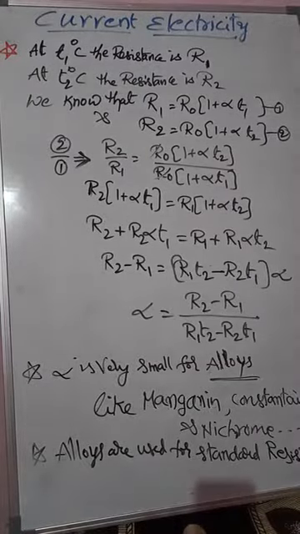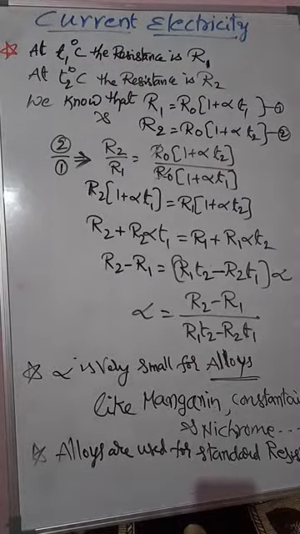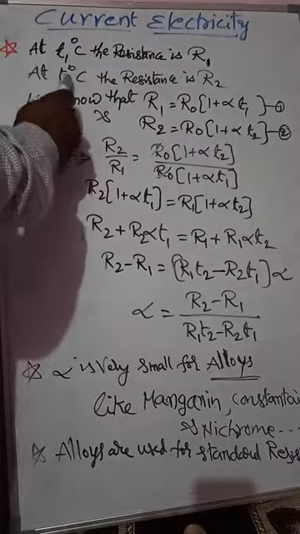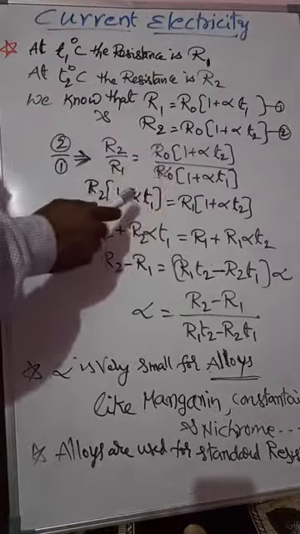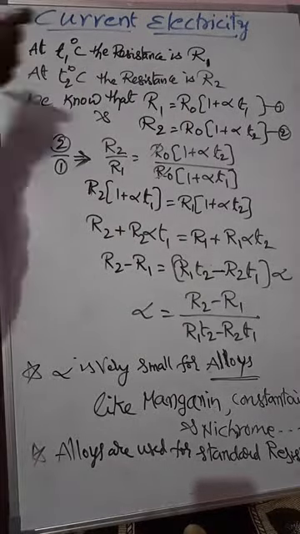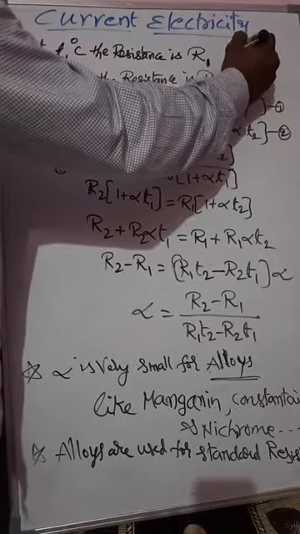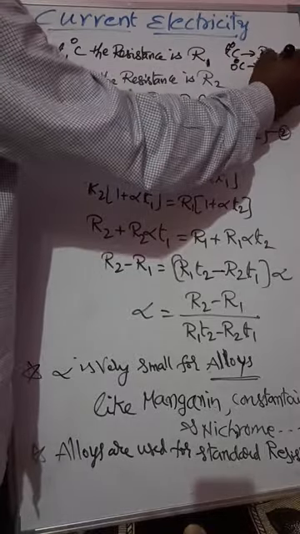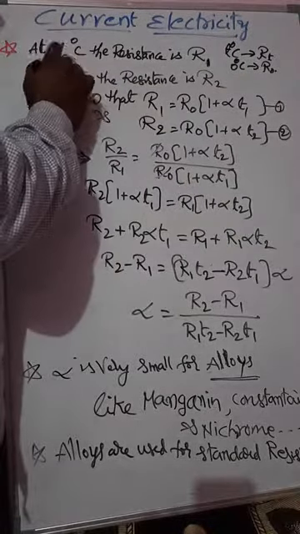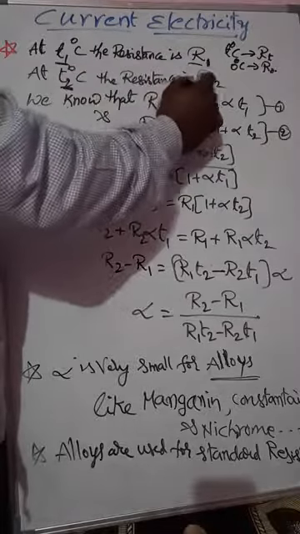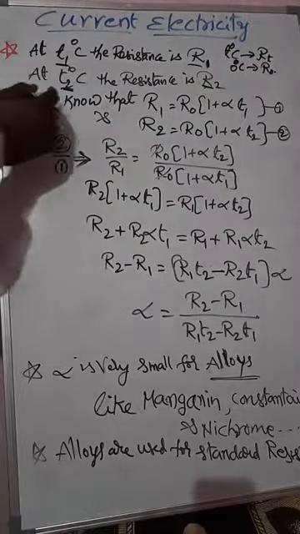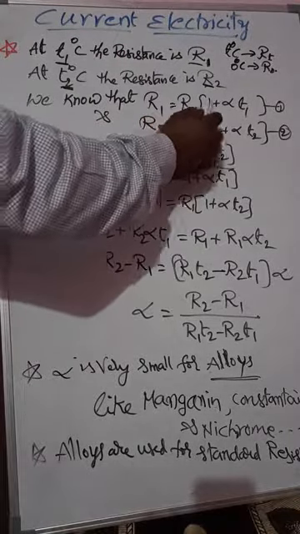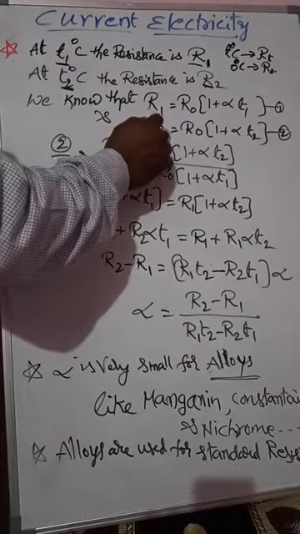Now, suppose at T1 degree centigrade the resistance is R1, and at T2 degree centigrade the resistance is R2. Previously we took T degree centigrade as RT and 0 degree centigrade as R0. Now I take T1 as R1 and T2 as R2. We know that according to that equation, R1 equals R0 into (1 plus alpha delta T). Don't think more about this equation. Why?